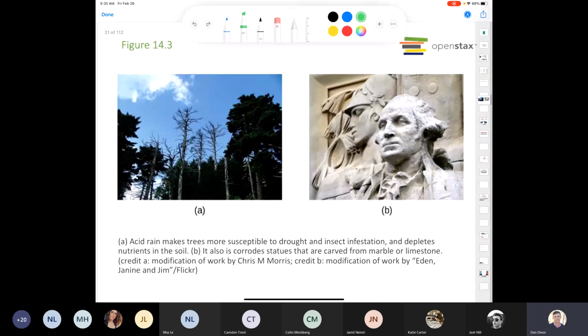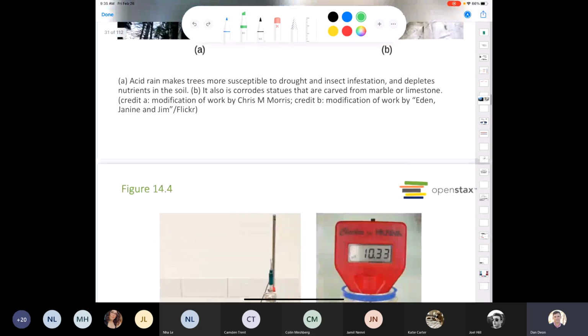Again, some interesting tidbits here. I'll let you spend some time looking at that if you want. You can investigate why marble and limestone statues, which contain calcium carbonate, corrode with acid rain. Anyhow, I'm not going to ask you anything about that, I don't think.